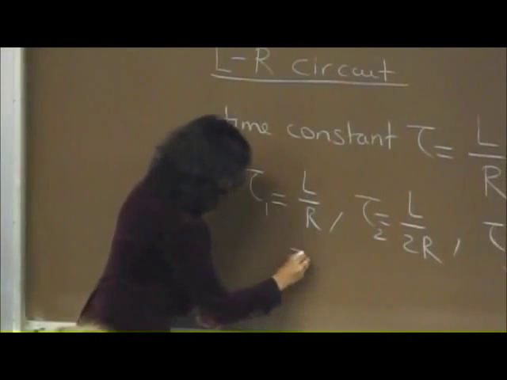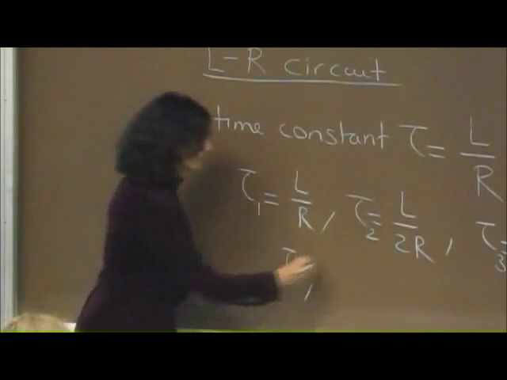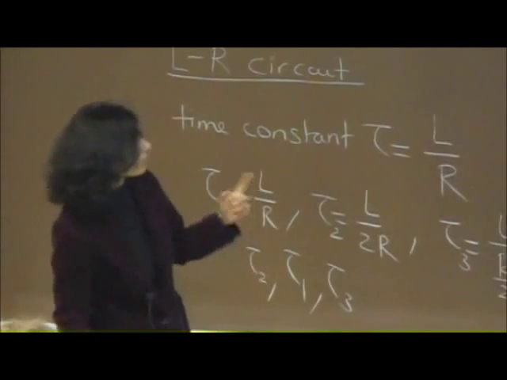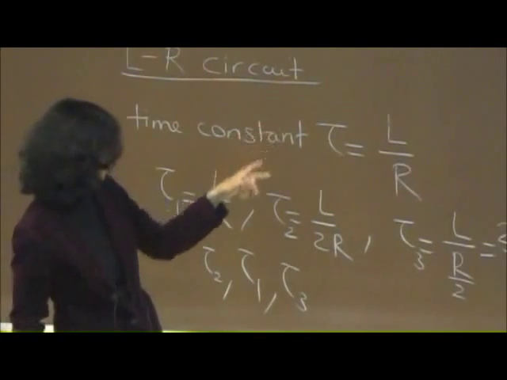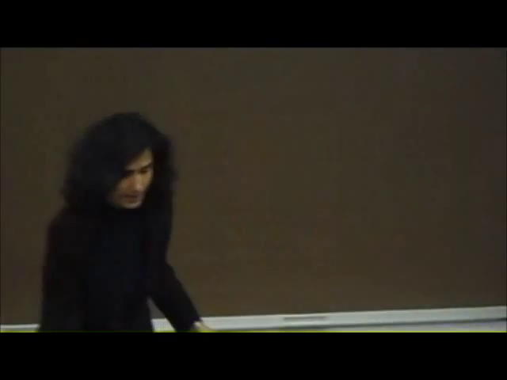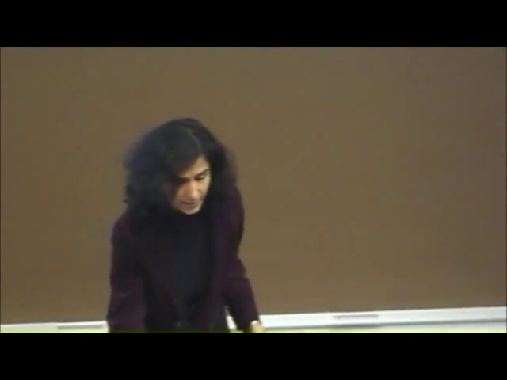Right? So the ranking would be tau 2. The second smallest is tau 1, and then it will be tau 3. So the correct answer here will be 2, 1, and 3A. Right? So it looks like many people got the right answer. Is the idea clear how you figure this out? Any questions about this? Okay, let's look at the next question.